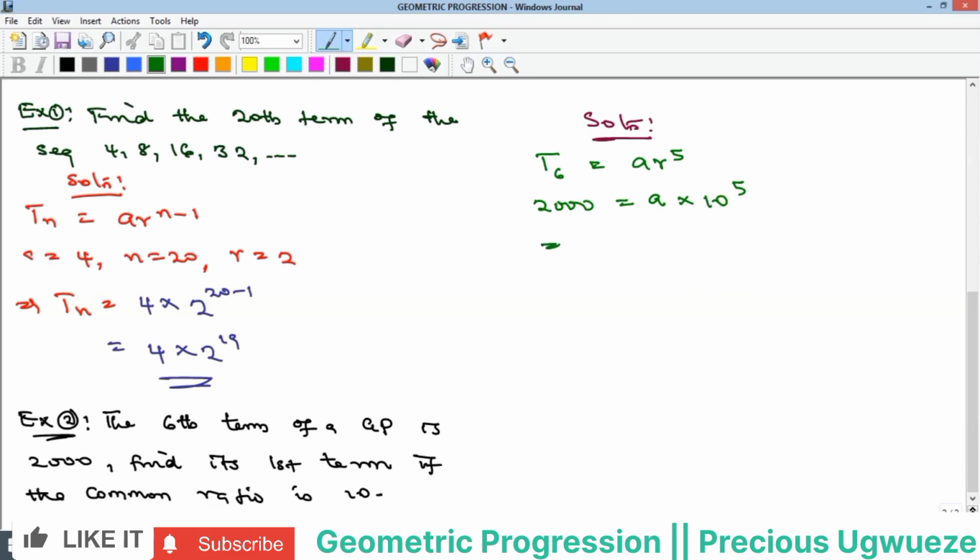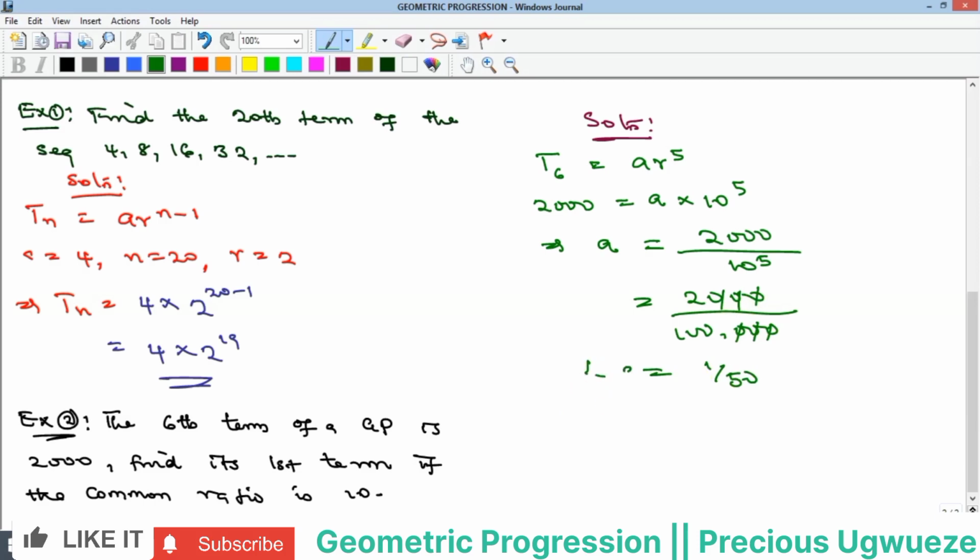And so that means if you divide both sides by 10 raised to power 5, you should get 2000 all over 10 raised to power 5. And 10 raised to power 5 is 100,000. So take away this zeros, and we have 2 all over 100, and that is 1 over 50 as the first term of the sequence.